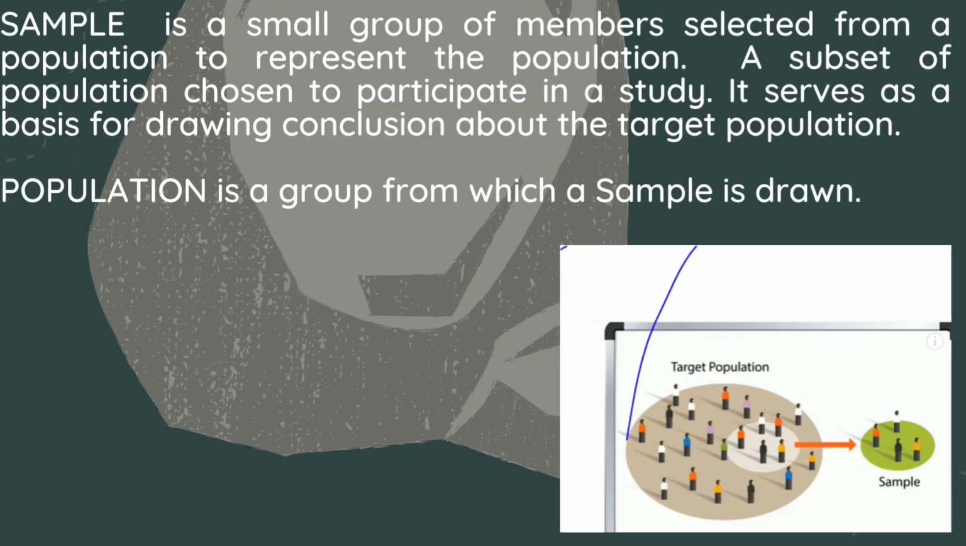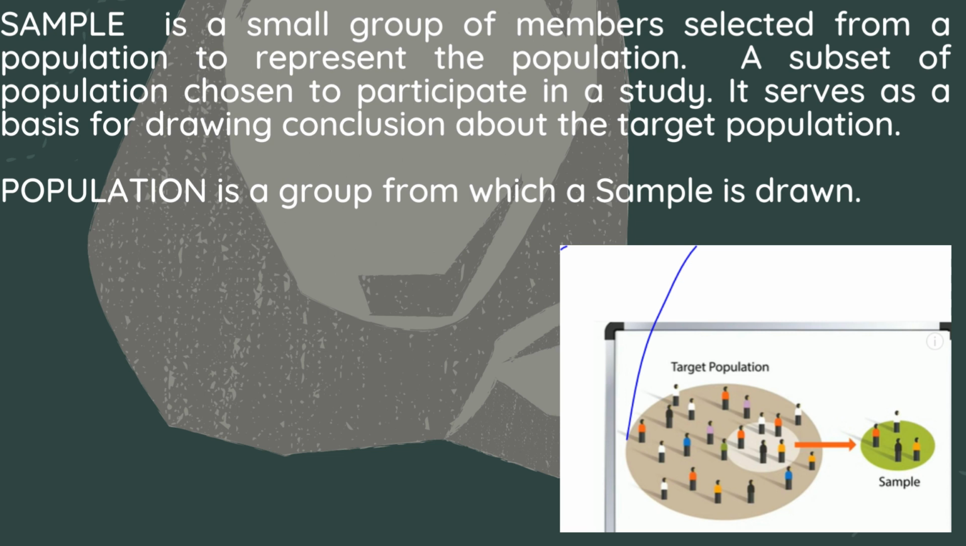Before we start with the discussion of the sampling technique or procedure, let us define first what is meant by sample and population. When we say sample, it is a small group of members selected from a population to represent the population. It is also a subset of population chosen to participate in a study. It also serves as a basis for drawing conclusion about the target population. On the other hand, a population is a group from which a sample is drawn.